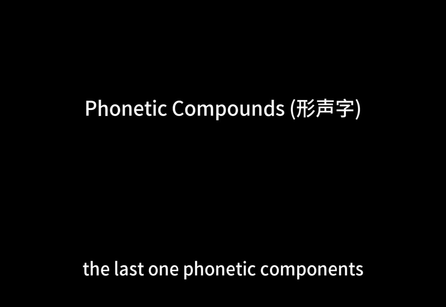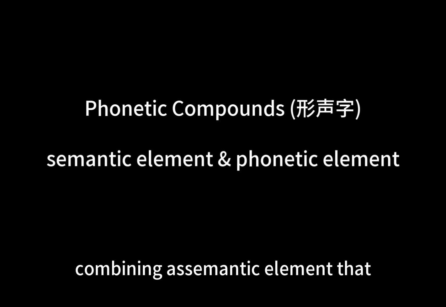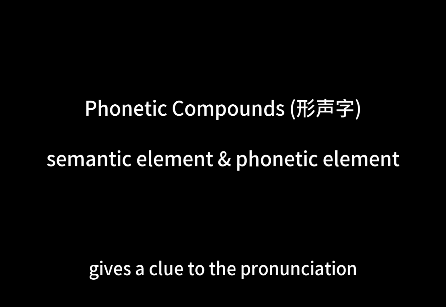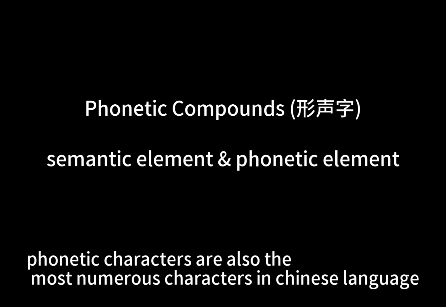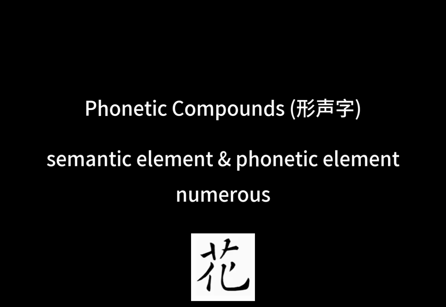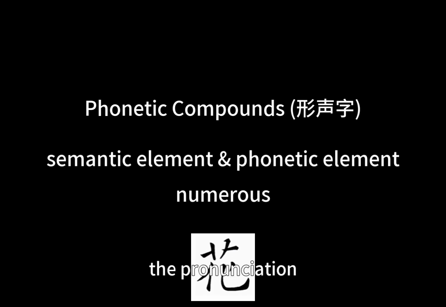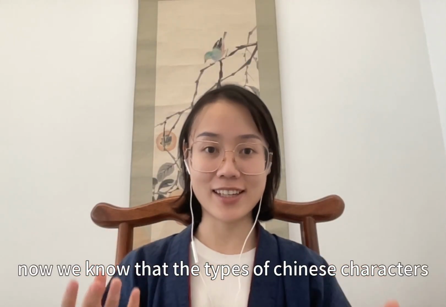The last one, phonetic compounds, combining a semantic element that indicates meaning with a phonetic element that gives a clue to the pronunciation. Phonetic compounds are also the most numerous characters in the Chinese language, such as hua. The upper part represents flower and the lower part represents the pronunciation. Now we know the types of Chinese characters.